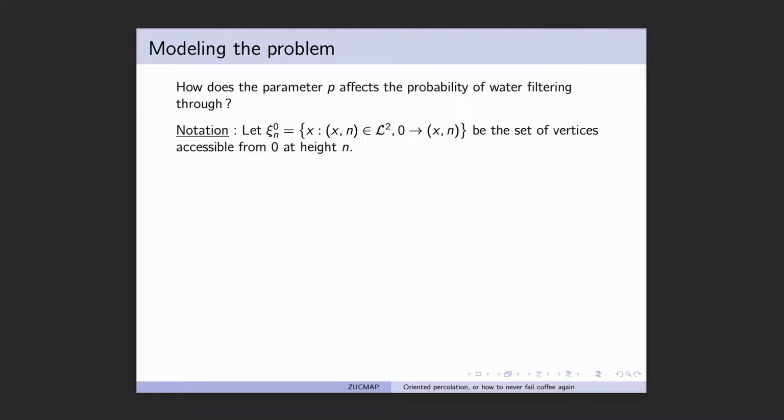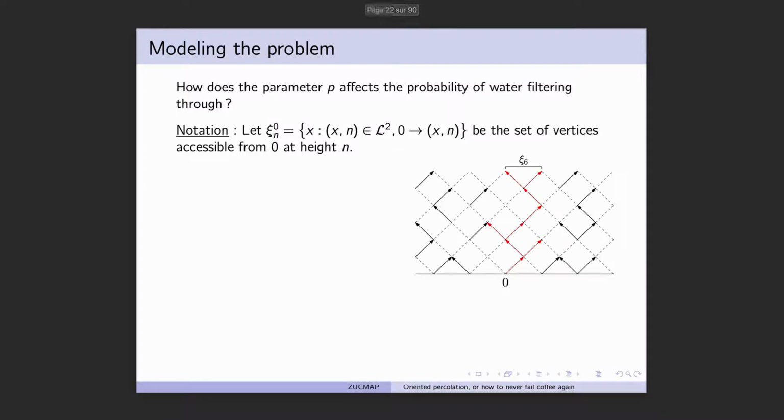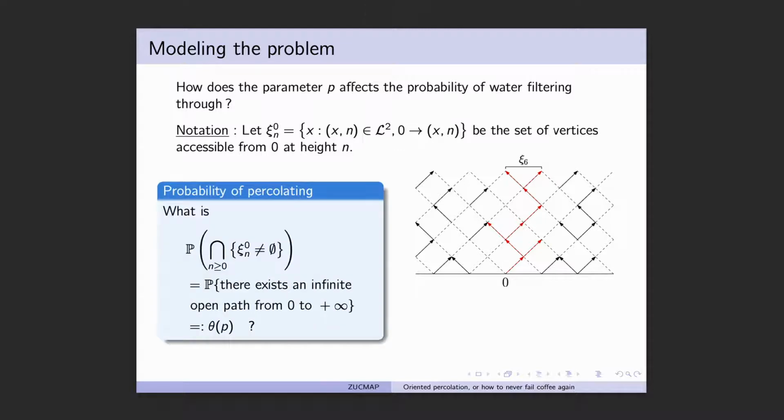So this chi n of 0 just denotes the set of points I can reach at height n when I start from 0. So in the picture from before, chi of 6, there's a 0 missing, but it would just be these 2 points, right, 0 and 2, which are the only 2 points at height 6 that I can reach from 0. And then the problem of seeing if the water filters through from 0 amounts to asking if I have an infinite path that is open, that goes from 0 to plus infinity. Another way you could write it is saying that at every height n, I have some vertices which I can reach from 0.